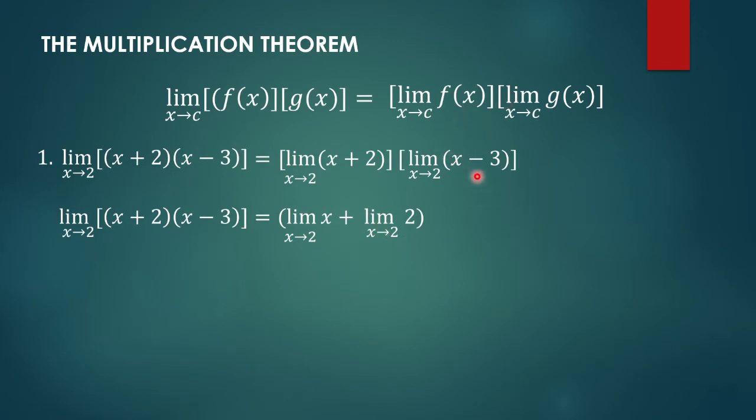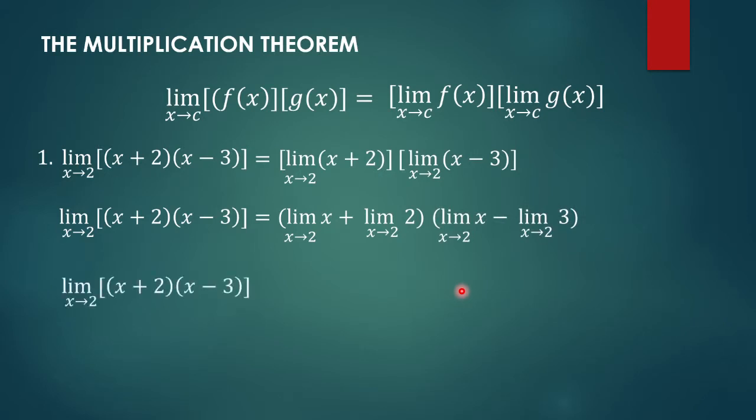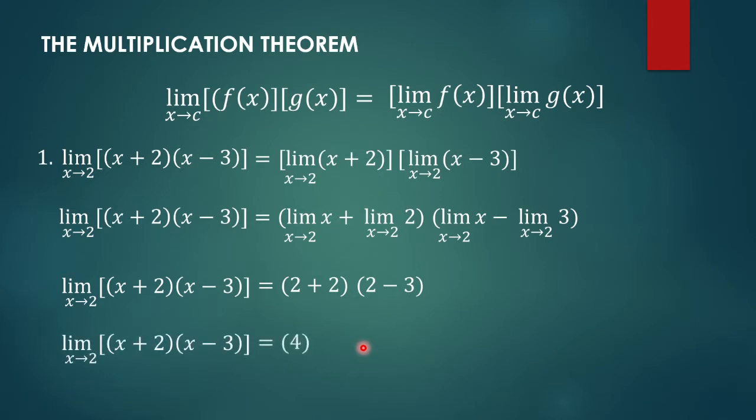Same with this factor, we have the limit of x as x approaches 2 minus the limit of 3 as x approaches 2. To evaluate, we can have this as 2 plus the limit of 2, which is itself, times 2 minus 3. Simplifying, we have 4 times negative 1, and we have negative 4.